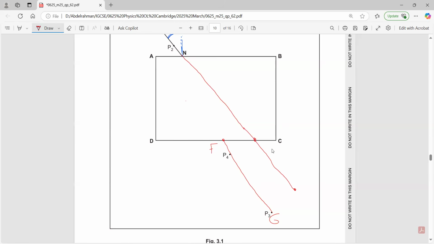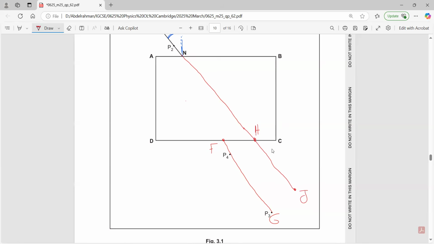Then label the point at which this line crosses CD with the letter H. So this is point H. Label the lower end with the letter J. Okay, good, not bad.